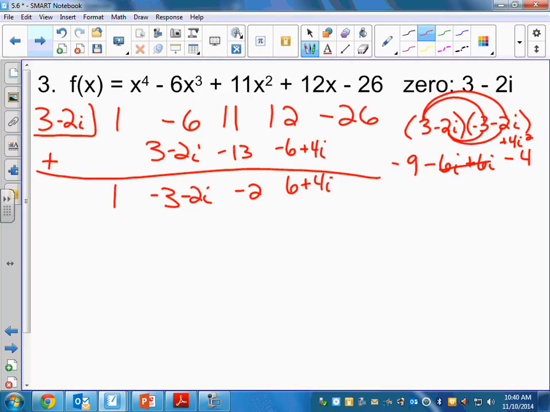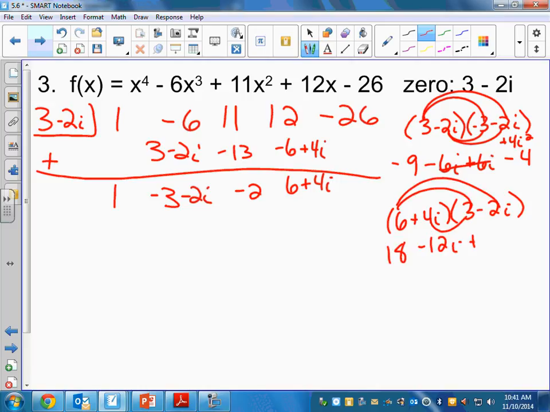And some people just automatically put 26 there because they just know it's going to work. I tend to actually make sure it works, to make sure I didn't make a mistake. But I think it should work. If we take 6 plus 4I times 3 minus 2I, we get 18 minus 12I plus 12I, and that's minus 8I squared, which is going to become plus 8, which does give me positive 26. It gives me hope when I get 0 there that I've done the hardest part correctly.